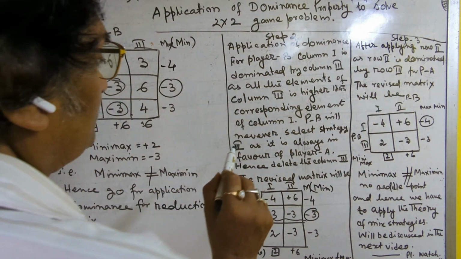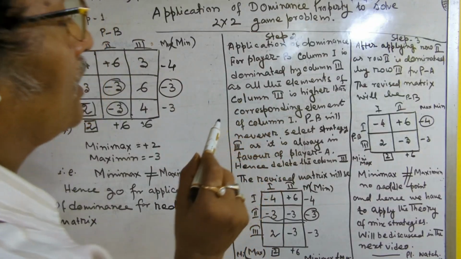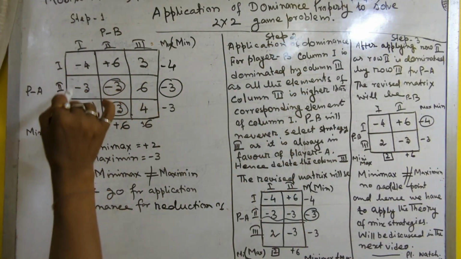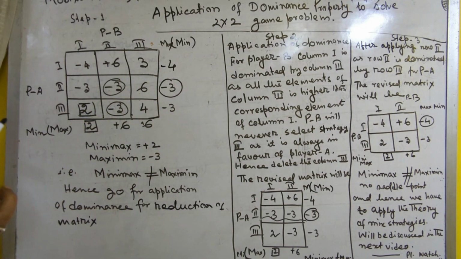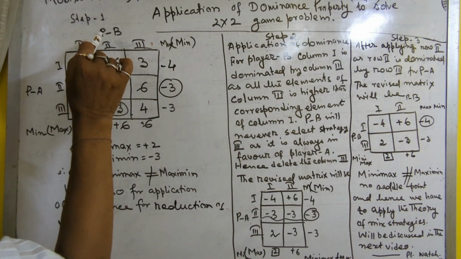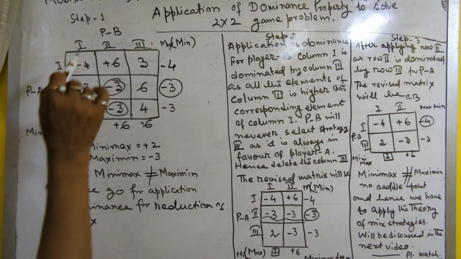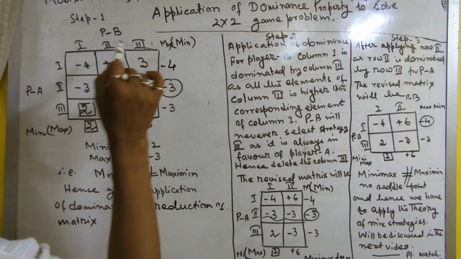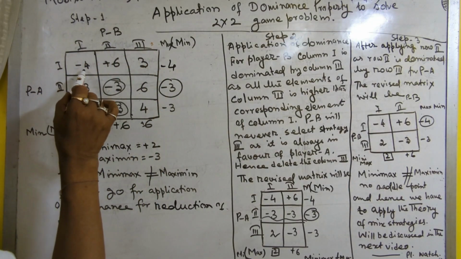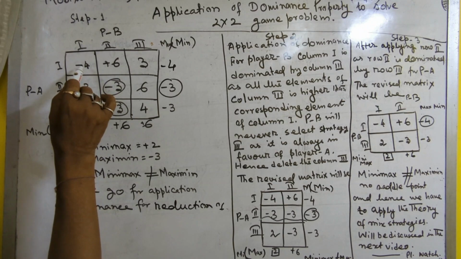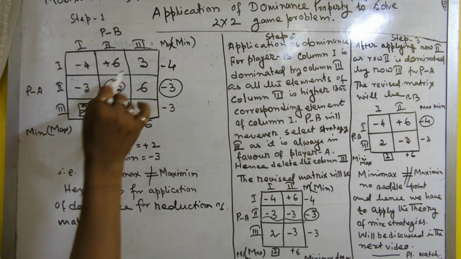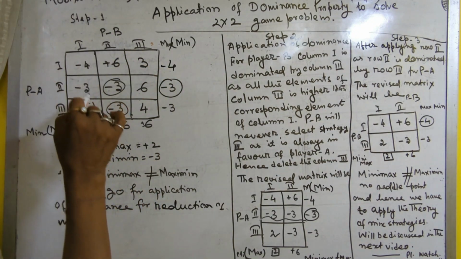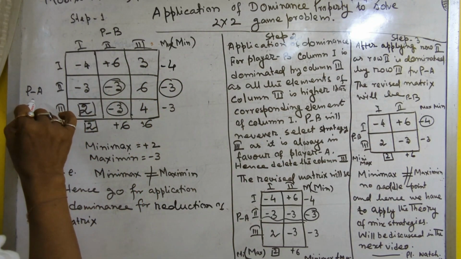Till now we have not discussed the dominance property. Step 2. What is dominance? You see carefully the payoff matrix, then you will see for player B, if player B is taking strategy 1 or strategy 3, then all the elements of strategy 1 are less than the corresponding elements of strategy 3. Whatever the payoffs, they are in favor of player A.